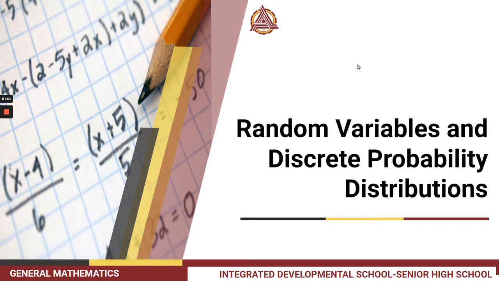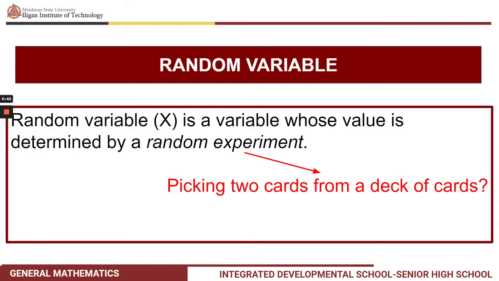Let's start with the variables. Diba in algebra and calculus, when we say variable, it can take certain values and it can also change. In statistics, we have what we call the random variable. It is often denoted with a capital letter X, and it means that it is a variable whose value is determined by a random experiment.